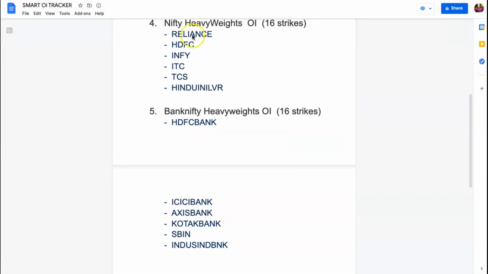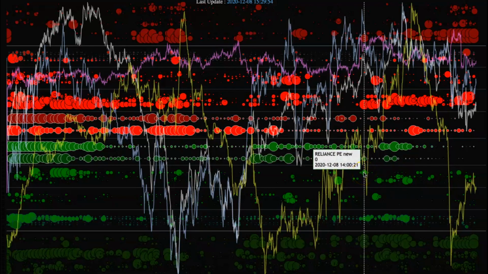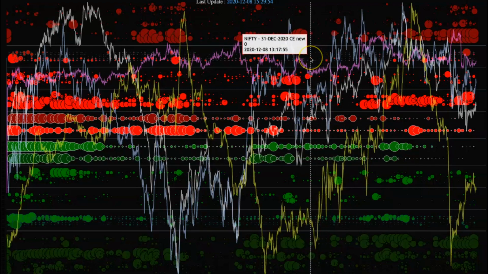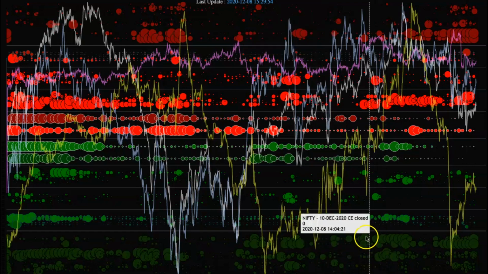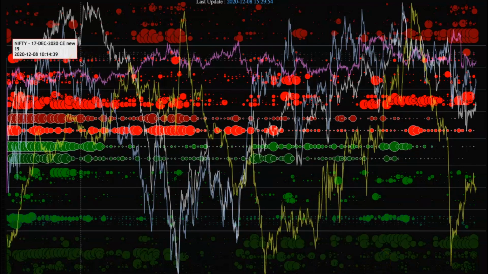For example, in Reliance, I will be checking 8 call options and creating the red circle, and I will be checking 8 put options and creating the green circle. This section is for the Nifty and Bank Nifty next week expiry and next month expiry. And this top and bottom section is the squared off thing. This one I will be explaining in the end. Now let us jump into the strategy.